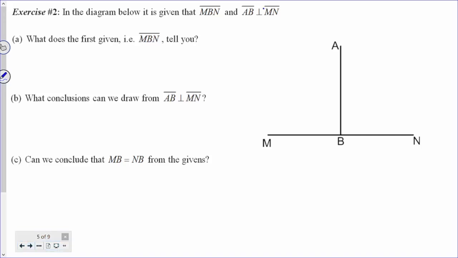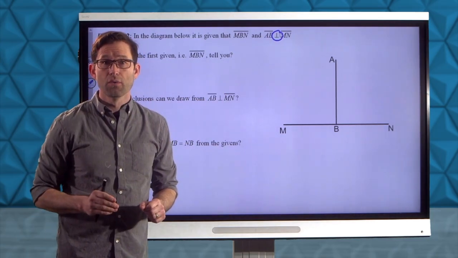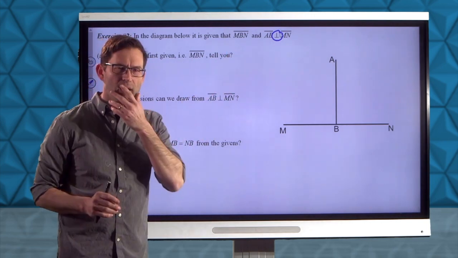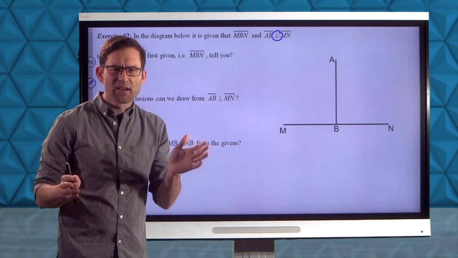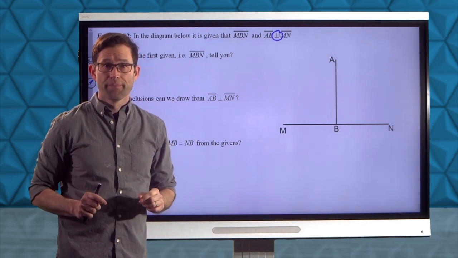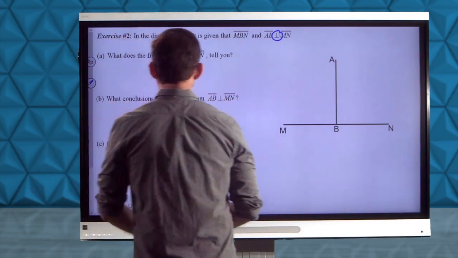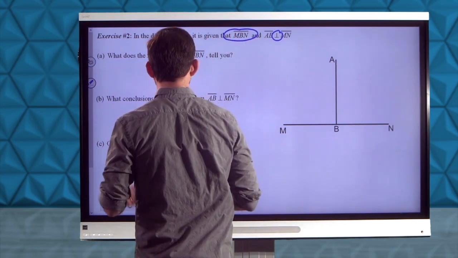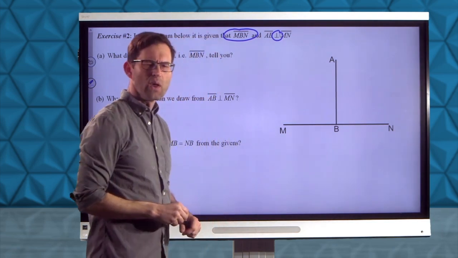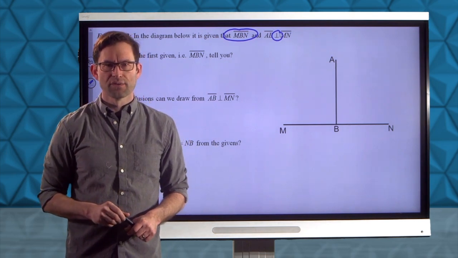And again, very, very important that when you see that kind of symbolism, you know that it means perpendicular. Your teacher certainly is going to assume that you know it, and if all you do is look at that and try to go, well, I don't remember what that upside down T means, maybe it means bisect or something, then you run into a problem. Anyway, let's take a look at what letter A is asking us to do. What does the first given tell you? We've talked about this before. Take a little bit of time and think about what that given tells you.